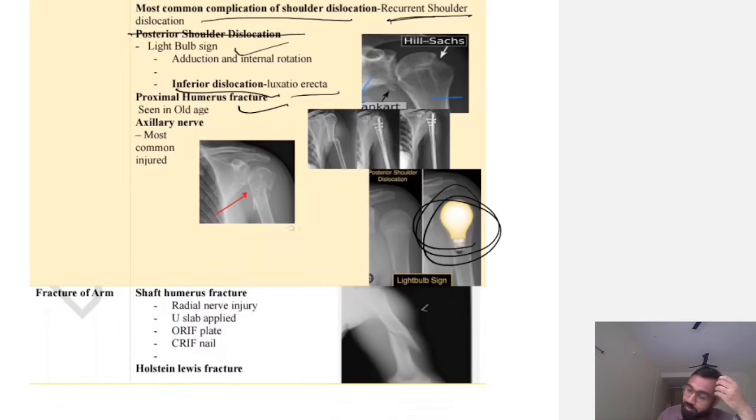Next is proximal humerus fracture. You can see this is the proximal humerus and it got fractured. So how will you manage this patient? You will manage the patient by plating, open reduction and internal fixation. The nerve near to it is likely to be injured, so it is the axillary nerve.